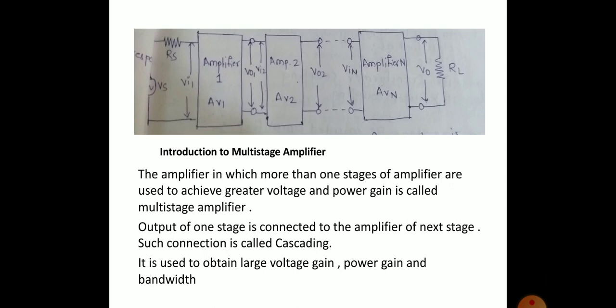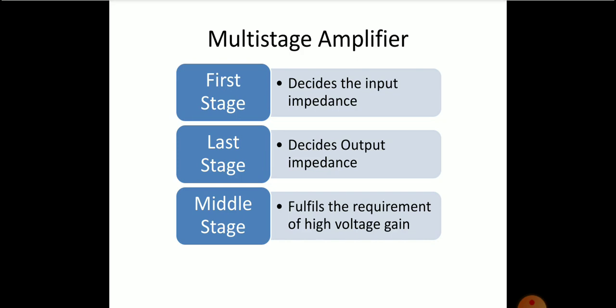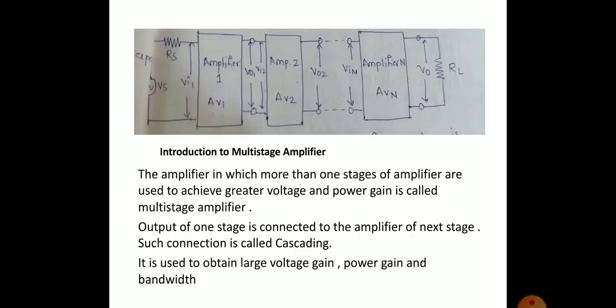The amplifier in which more than one stage of amplifier is used to achieve greater voltage and greater power gain is called multi-stage amplifier. Means we use more than one amplifier to achieve greater power, greater voltage and greater gain. So we can see here that amplifier 1 output is connected as input to the amplifier 2. So whatever the input we are getting from the amplifier 1, we are giving it to the amplifier 2. From 2 it will go to 3 and so on for n number of times.